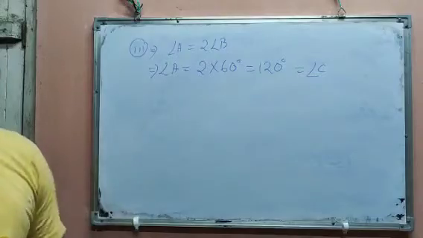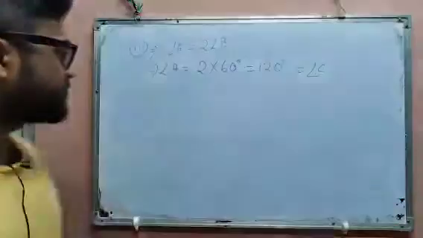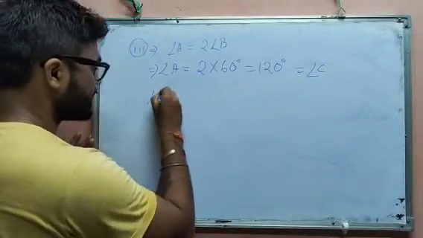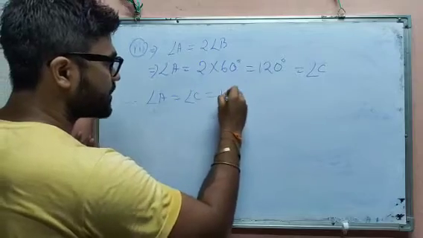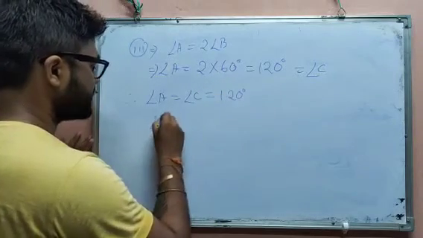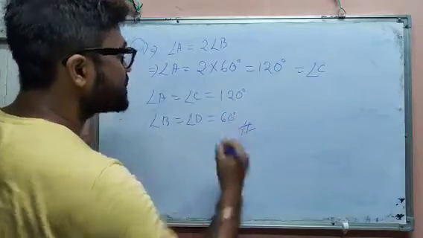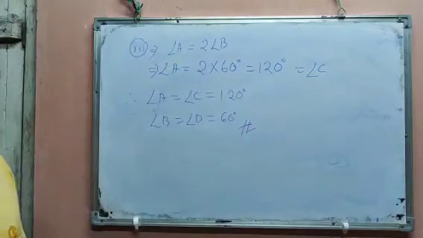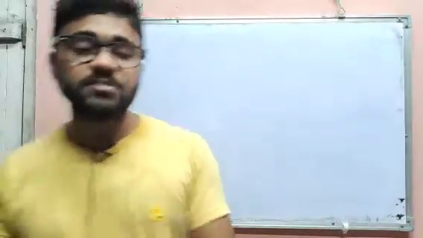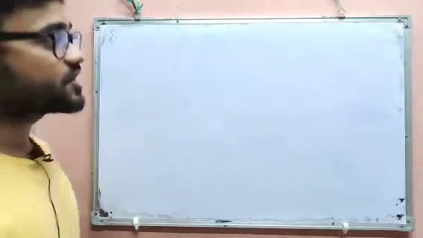Okay, so we are asked to find the measure of each angle. Therefore angle A and angle C equal to 120 degree, angle B and angle D equal to 60 degree, which is our required answer. Okay, so in the next question number 8, what is said? The 4 angles of a quadrilateral are equal. Find their measure. Therefore the 4 angles of a quadrilateral are given equal.